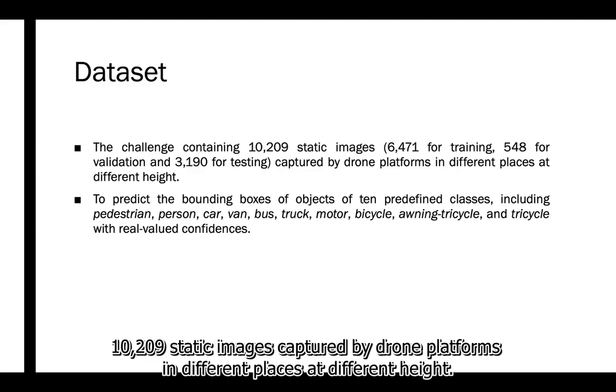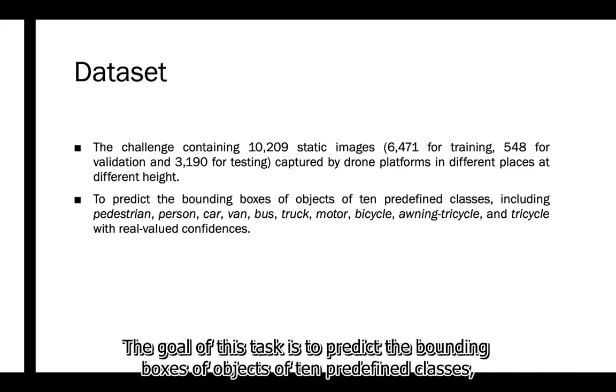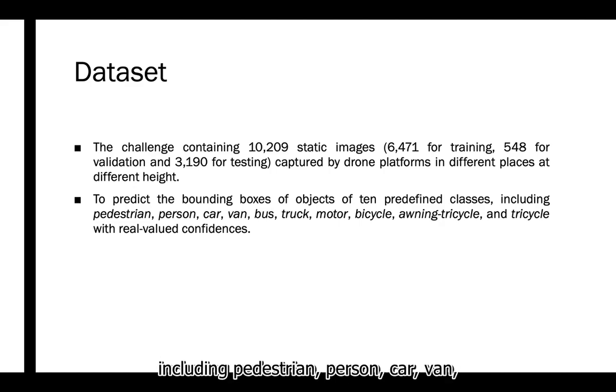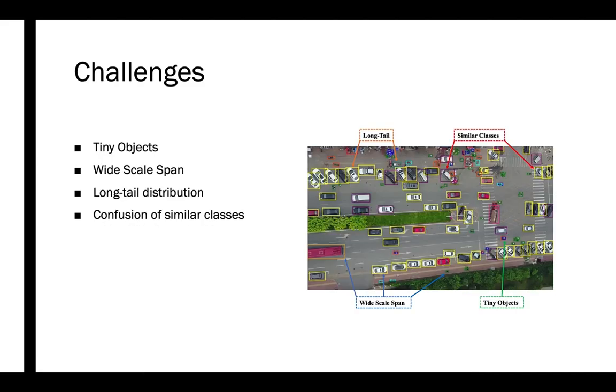10,209 static images captured by drone platform in different places at different heights. The goal of this task is to predict bounding boxes of objects of 10 predefined classes, including pedestrian, person, car, van, bus, truck, motor, bicycle, awning-tricycle, and tricycle with real-valued confidences.